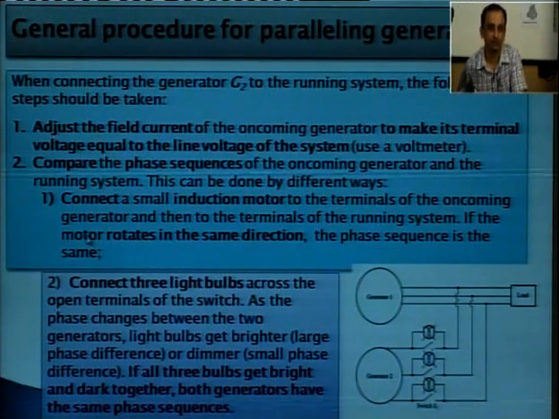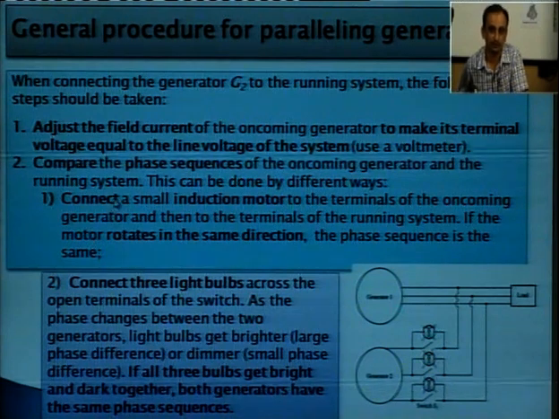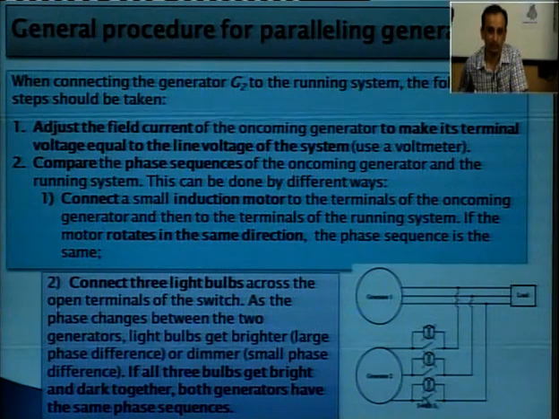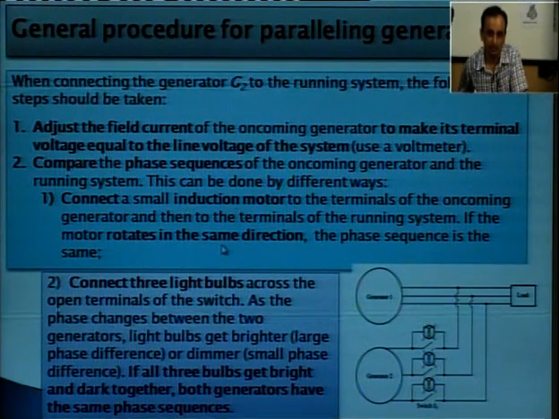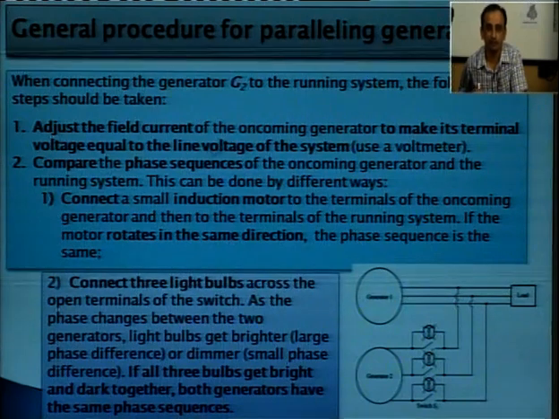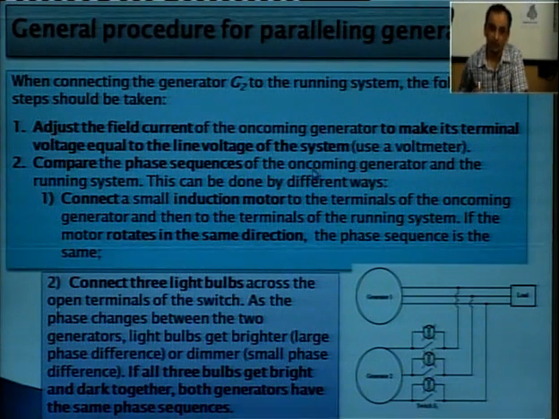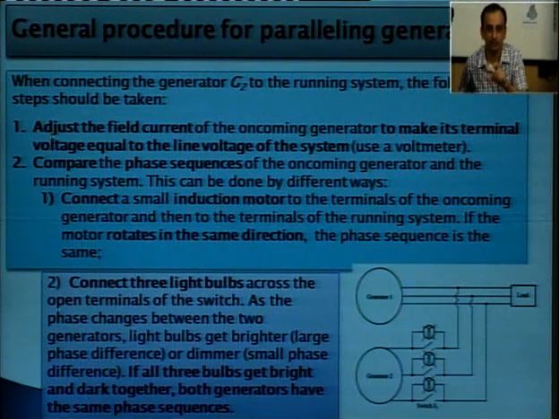What is the procedure? The general procedure that is adopted to connect in parallel. First of all, we have the different dark lamp methods, or there is another way of finding out the phase sequence by connecting an induction motor. In this case, we adjust the field winding current of the incoming generator and make the terminal voltage, because the voltage that is generated depends upon the field current. So, the field current is adjusted in such a way that the voltage of the incoming generator becomes equal to the voltage of the generator which is already in the system.